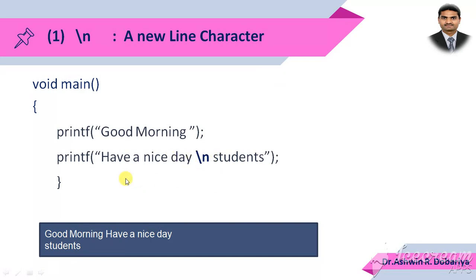So here, good morning will be displayed. This is the output of this program. Good morning will display first, then the cursor is blinking over here. Again it will continue with have a nice day. After that the compiler reads \n. When \n is read by the compiler, the cursor is moved to the next line, and whatever string is available after that will display on the next line. So this is the use of \n, which moves the cursor to the next line.